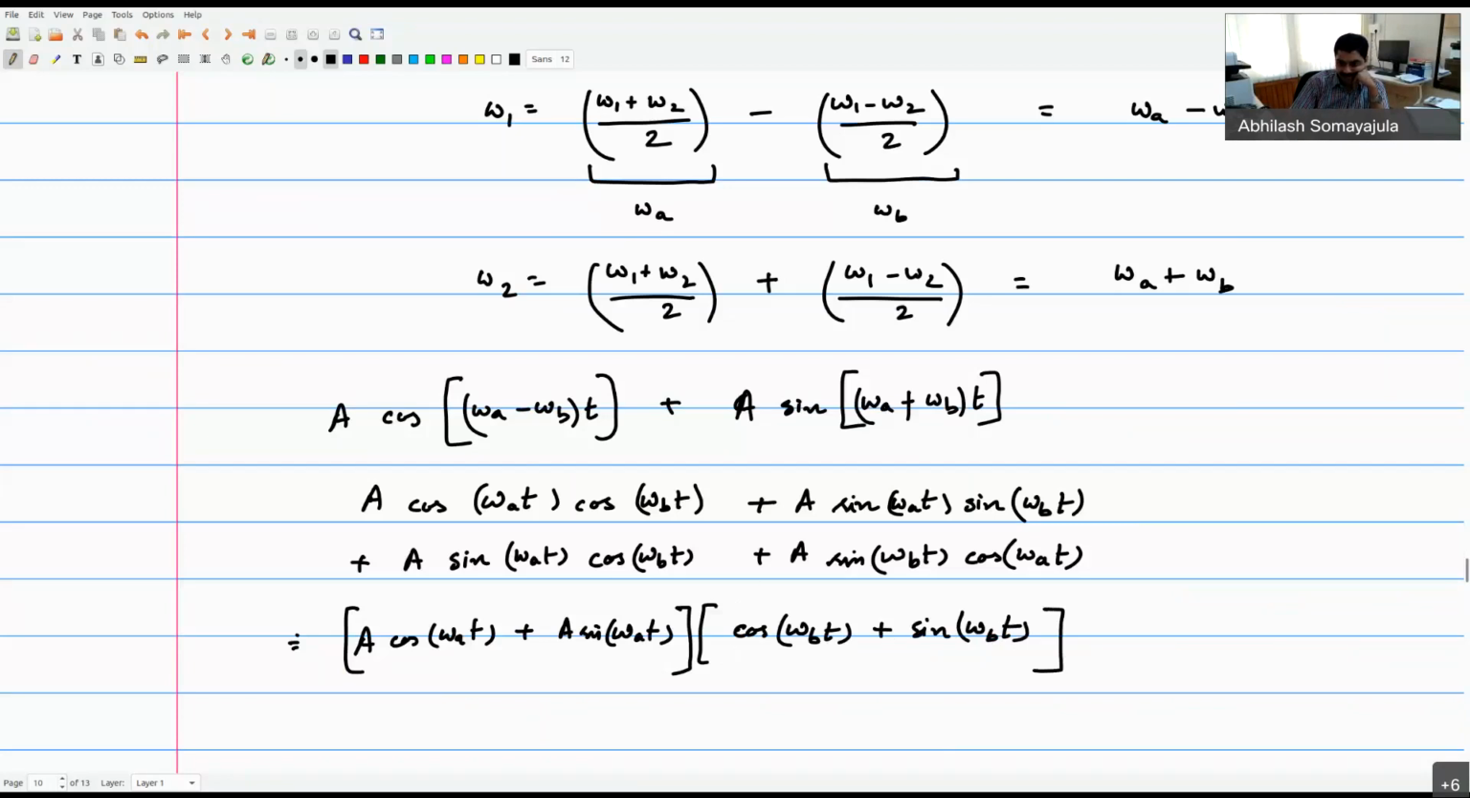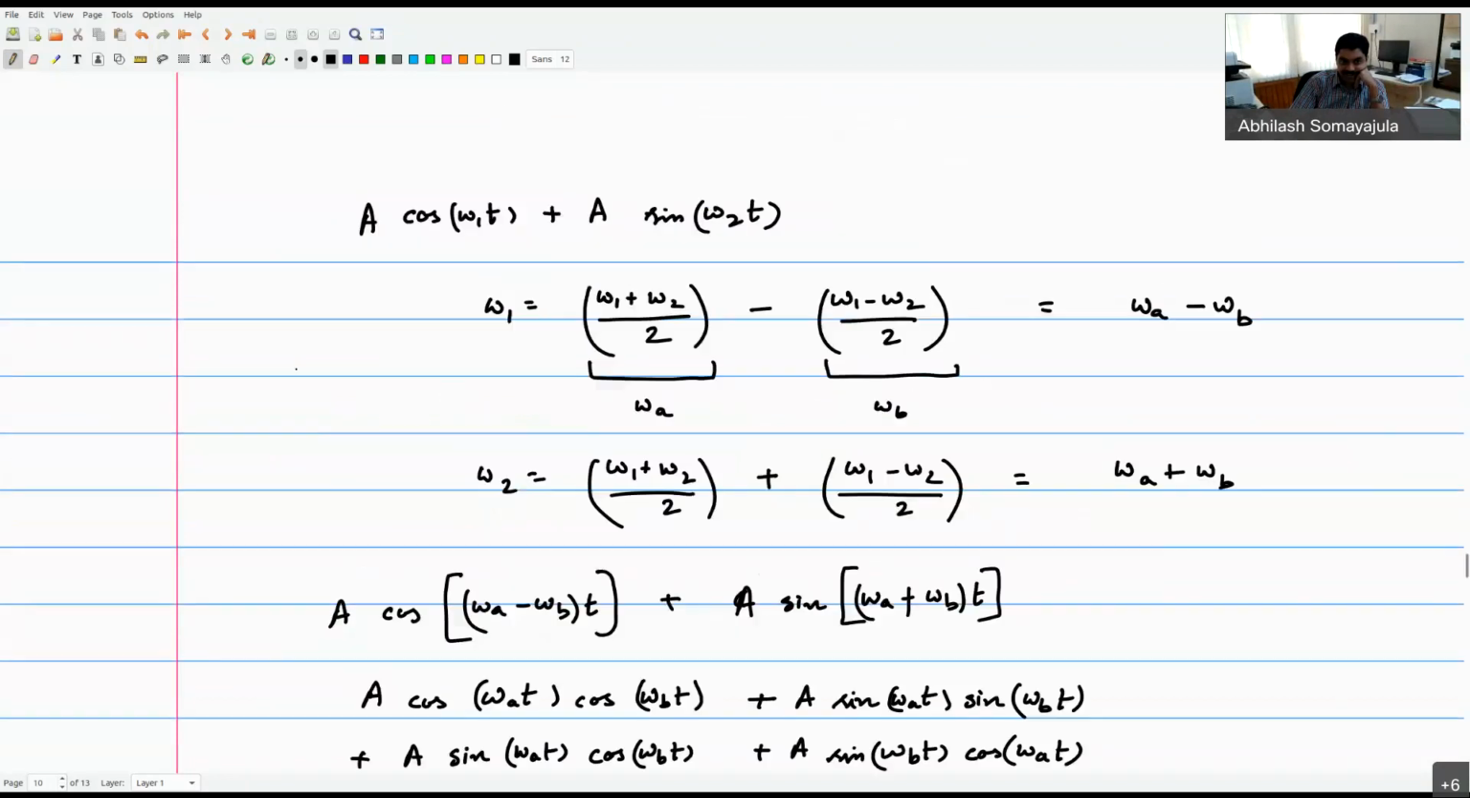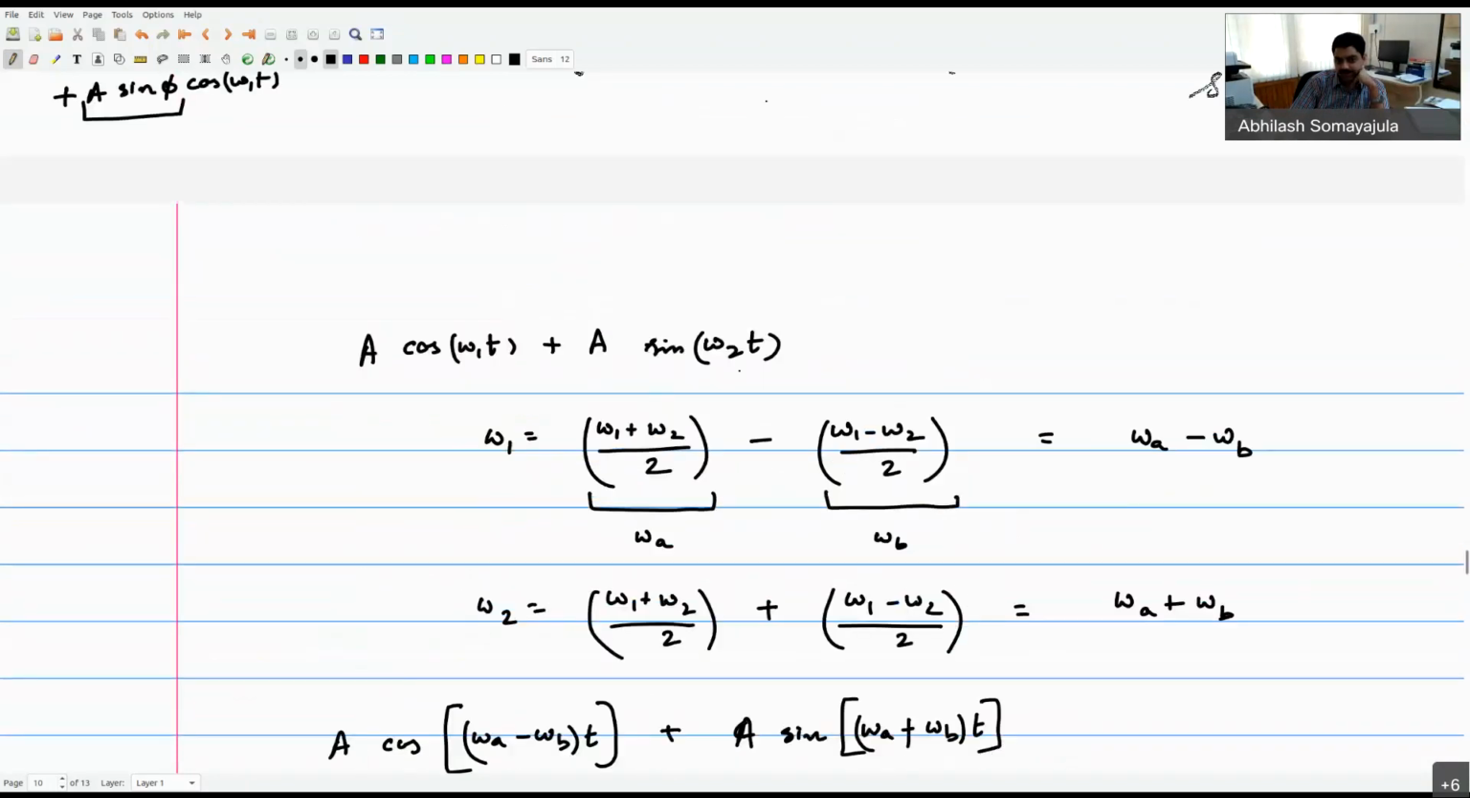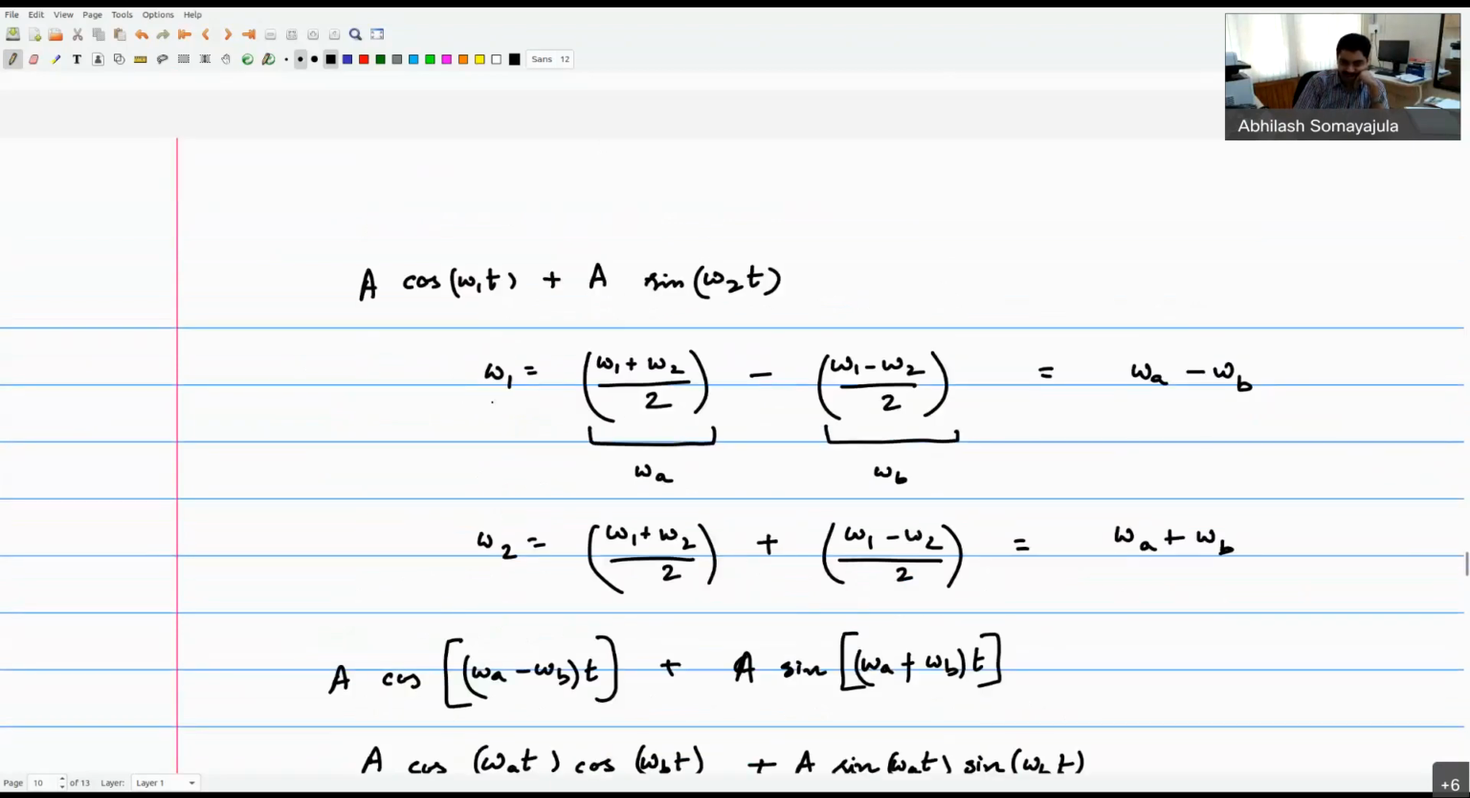Okay, are you able to see my screen? What have we done? We started with these two, omega 1 and omega 2. I expressed omega 1 as omega A minus omega B, where omega A is the mean of these and omega B refers to the difference of these. Now omega 2 similarly can be expressed as omega A plus omega B using the same notation. Is everybody with me so far?